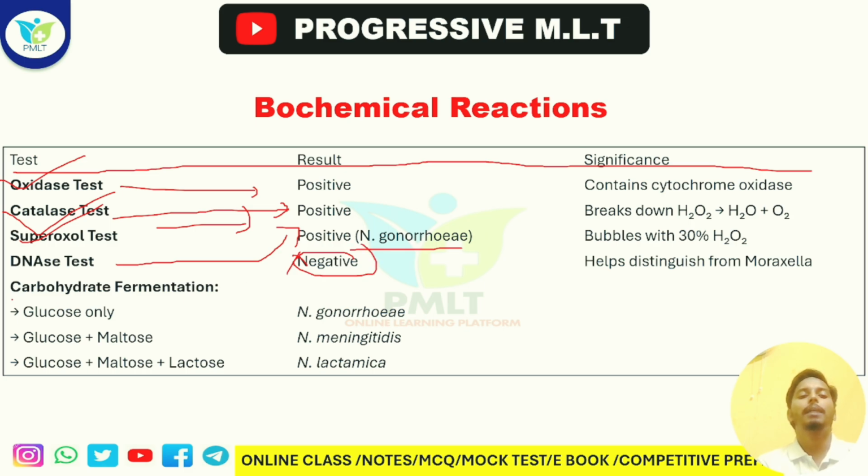After that, now I am coming to carbohydrate fermentation. See, glucose only is fermented by Neisseria gonorrhoeae, glucose and maltose are fermented by Neisseria meningitidis, and glucose, maltose and lactose fermentation happens with Neisseria lactamica. Okay, those are all the biochemical reactions.